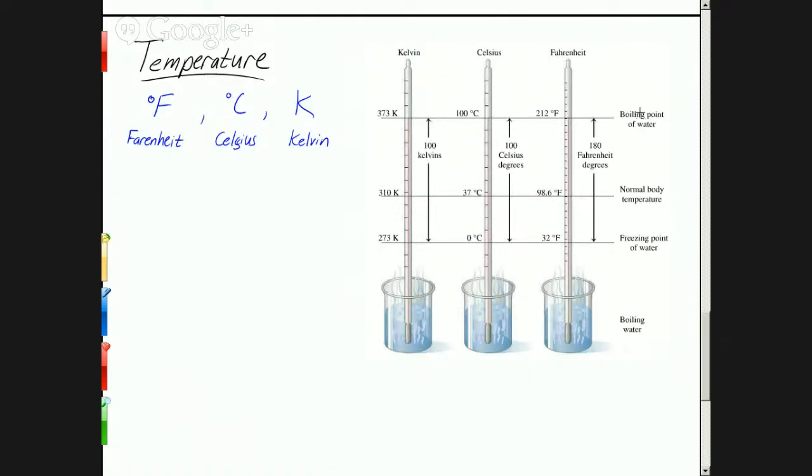The top line says boiling point of water. So boiling point of water on the Fahrenheit scale is 212, on the Celsius scale is 100, and on the Kelvin scale is 373. Normal body temperature, we've got 98.6 Fahrenheit, 37 Celsius, and 310 Kelvin. And then freezing point of water, 273 Kelvin, 0 degrees C, and 32 degrees Fahrenheit. So you see they're all at the same place there.